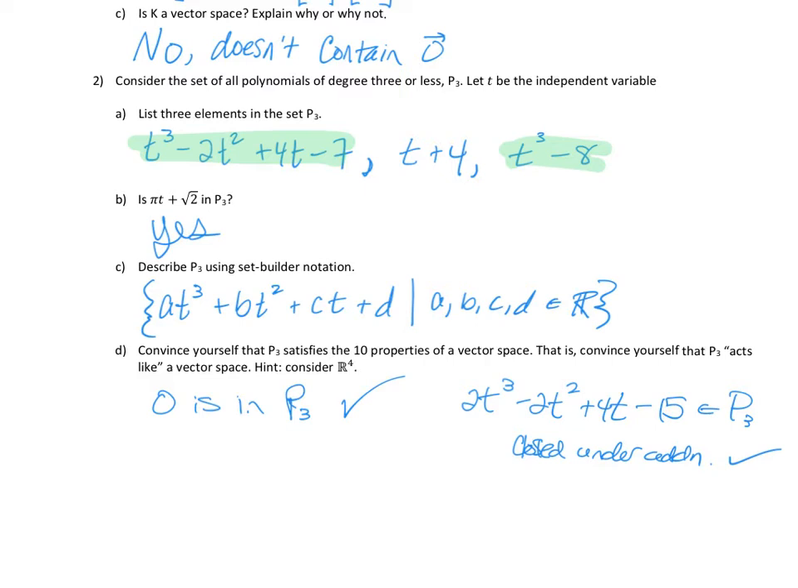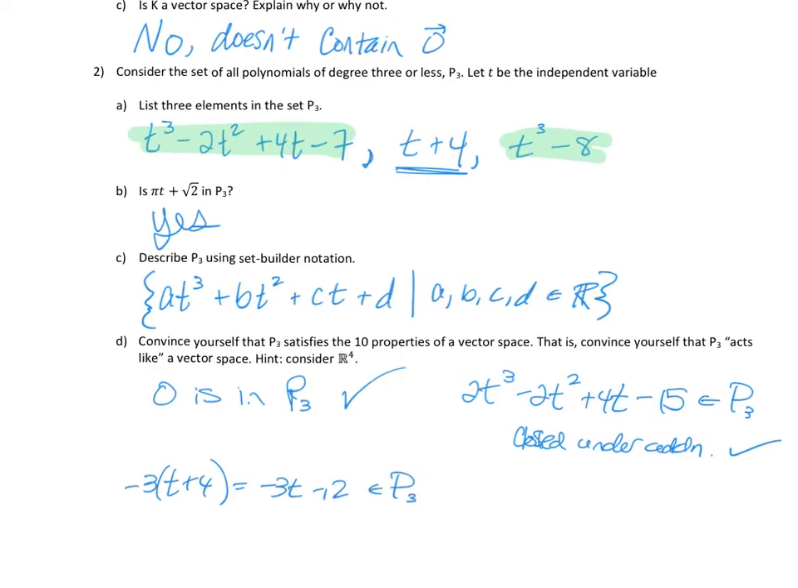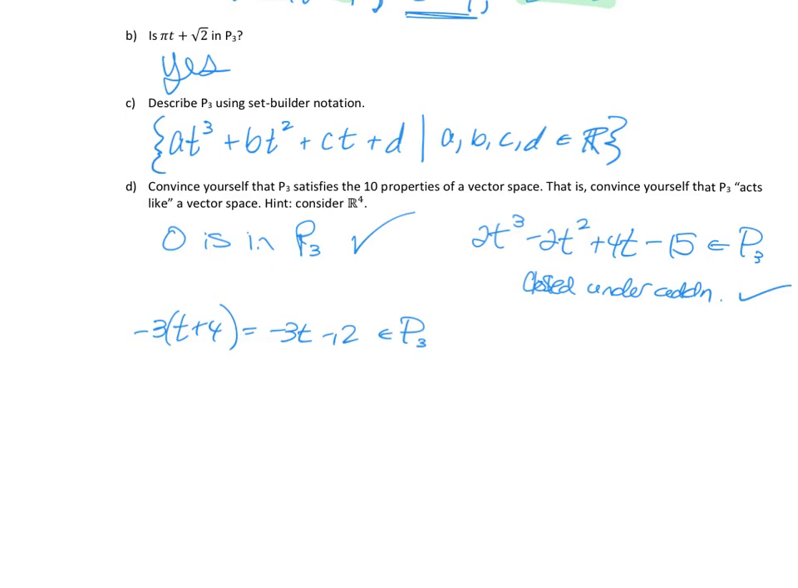Closed under scalar multiplication. Let's use this one. If I do t plus 4 and I multiply by a scalar, like negative 3, I get negative 3t minus 12, which is still a degree 3 or less polynomial. So it's closed under scalar multiplication.